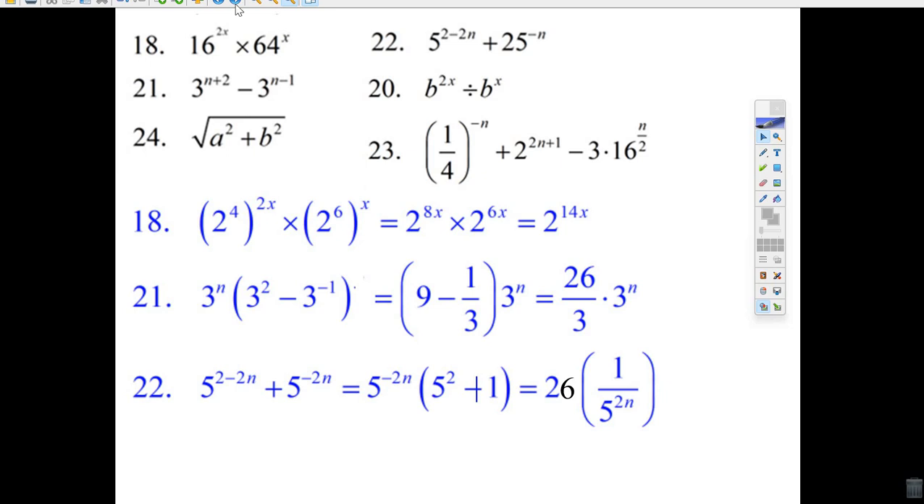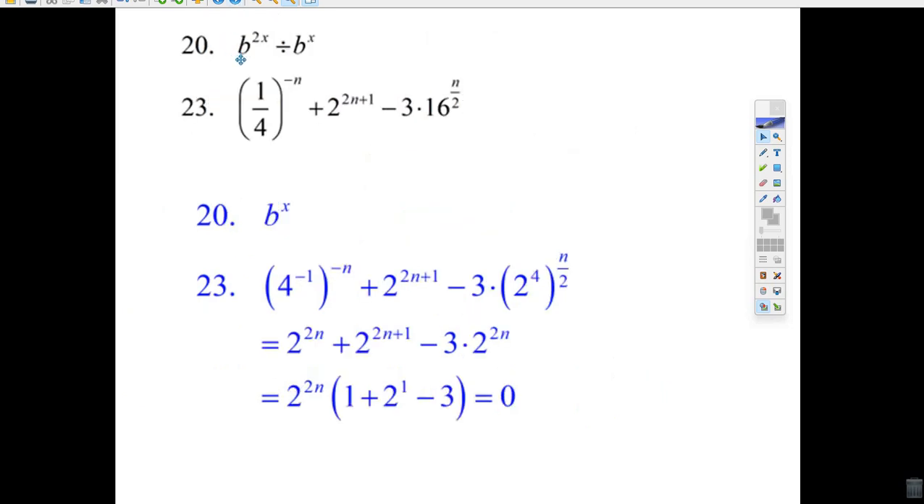Okay, let's look at the last 2 questions. Gee, this one's easy. b to the 2x divided by b to the x. You just write down b and you go 2x minus x. 2x minus 1x is just x. The very last question, let's see.